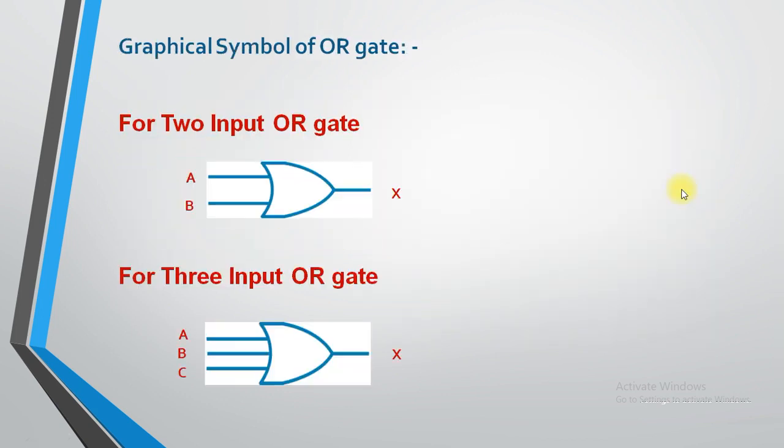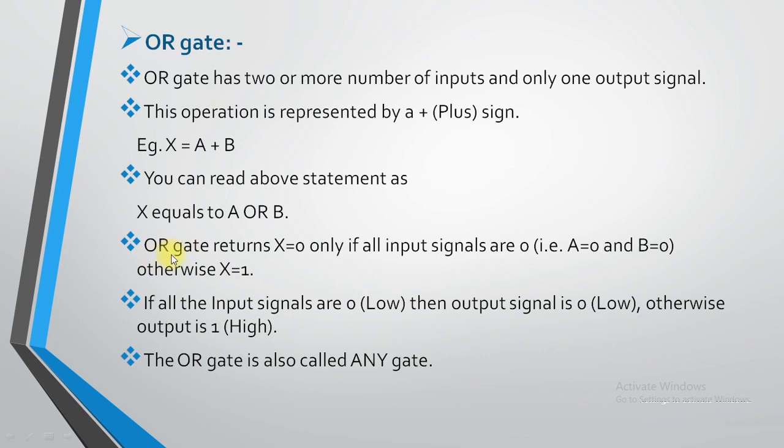So let me read out the points. Last 3 points. OR gate returns x equals to 0 only if all the input signals are 0. That means the value of A equals to 0 and B equals to 0. Otherwise, x equals to 1. So in the language of low and high, how can you write this point? If all the input signals are 0 or low, then you will get a low output signal. Otherwise, the output signal is high in the OR gate.